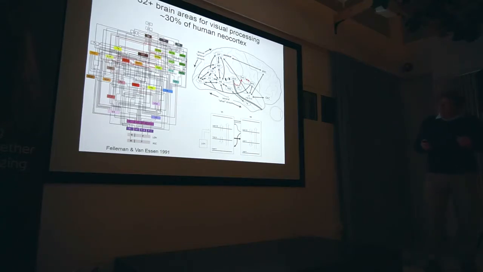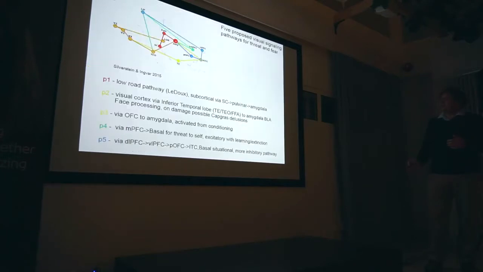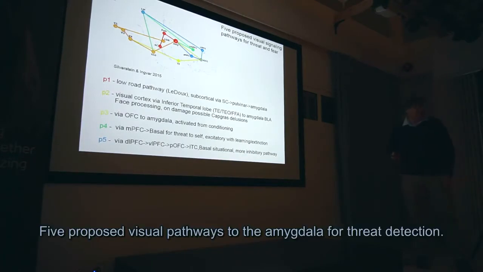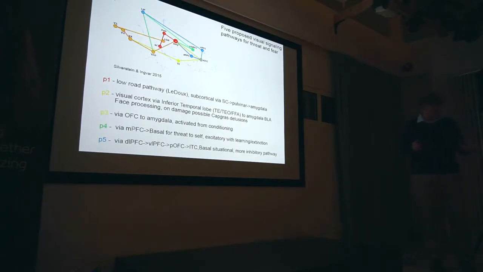So it's a bit more complex than what we see in these models. Just for example, some of my work was looking at pathways for threat detection, visual pathways for threat detection, and there's at least 5 just for that.